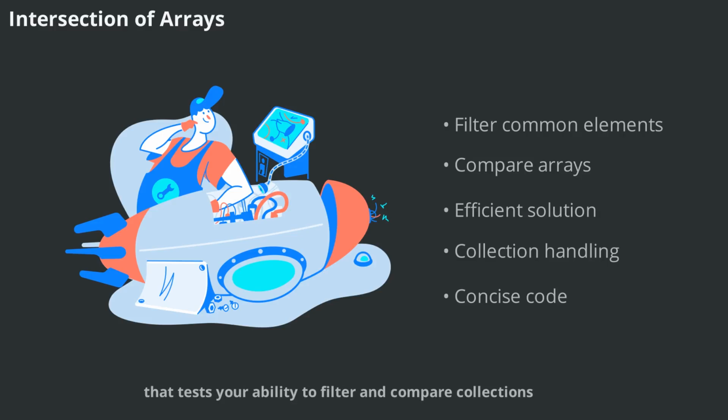By checking which elements appear in both arrays, you can create a new array with the common values. For example, 1, 2, 3, 4, and 3, 4, 5, 6 intersect at 3 and 4. This problem demonstrates your skill in using filter functions and handling arrays. Interviewers use this question to assess your efficiency and ability to write concise code. Practicing this builds your confidence in collection comparison.